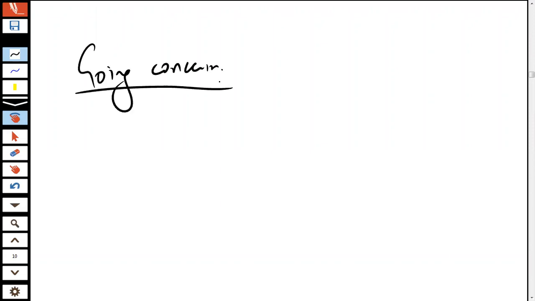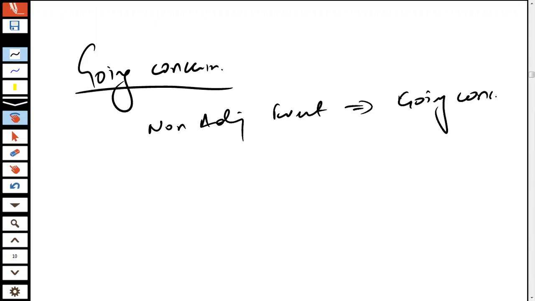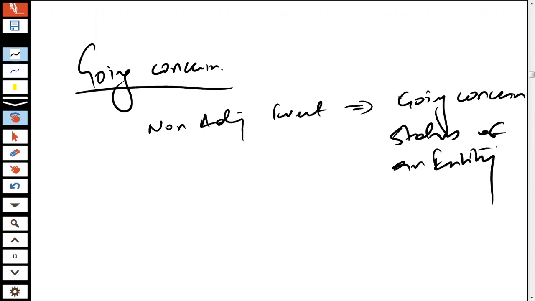Now there is a scenario in IAS 10 which is about the going concern. There could be a non-adjusting event that will have an impact upon the going concern status of an entity. Let me repeat, there could be a scenario where a non-adjusting event could have an impact upon the going concern status of an entity.